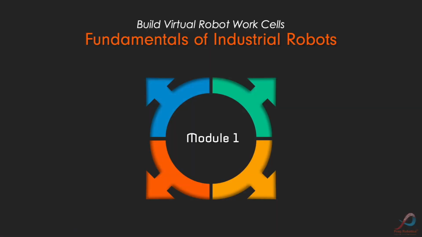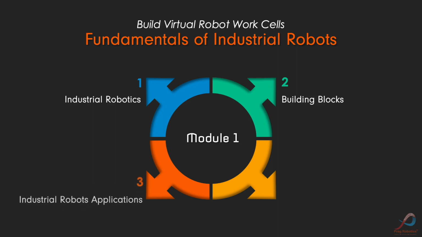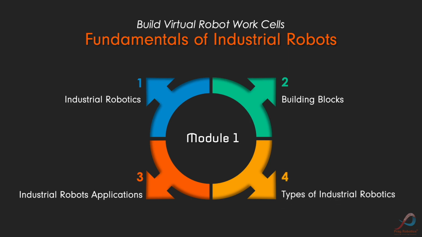The first module is about the fundamentals of industrial robotics. In this module, we will be dealing with the definition of industrial robot. We will look into the definition of industrial robot and the difference between industrial robot and a mobile robot. Next, we will look into the building blocks of an industrial robot. Then we will see some applications where industrial robots are critical. And finally, we will see the various types of industrial robots.